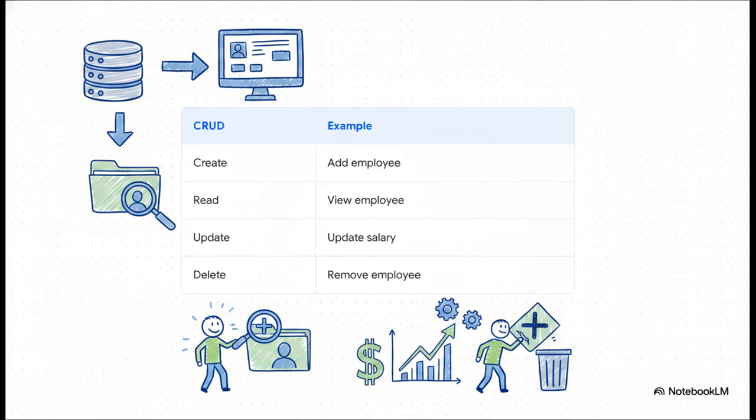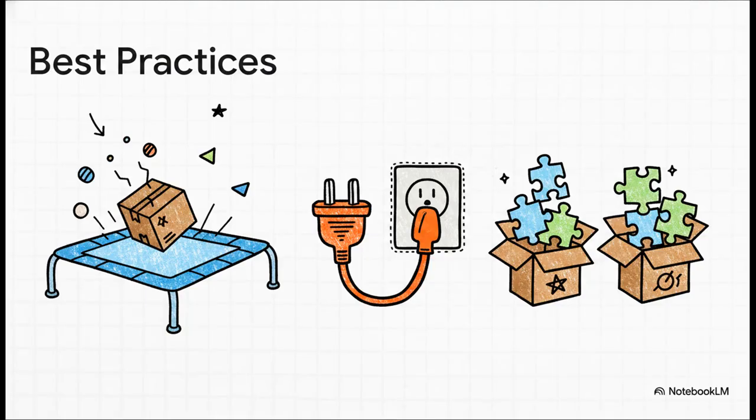When an HR rep clicks Add Employee, the backend is firing off a create operation. When they hit View on that employee's file, that's a read operation. Giving them a well-deserved raise is an update operation. And when someone eventually leaves the company, hitting Remove Employee triggers the delete operation. It's everywhere.